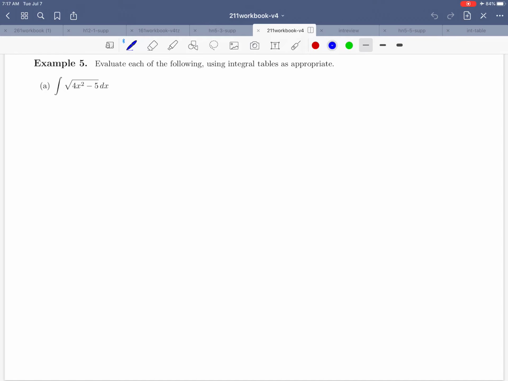Hello everybody and welcome to example 5. We're still looking at page 18 of the workbook. And this is going to be another example of using the integral tables to help us calculate integrals.